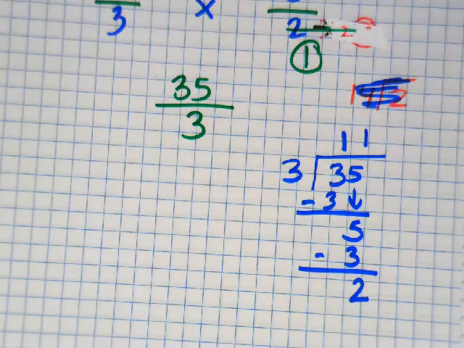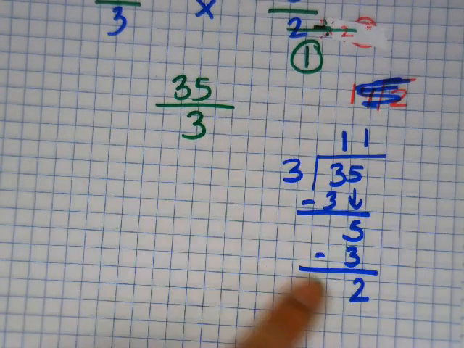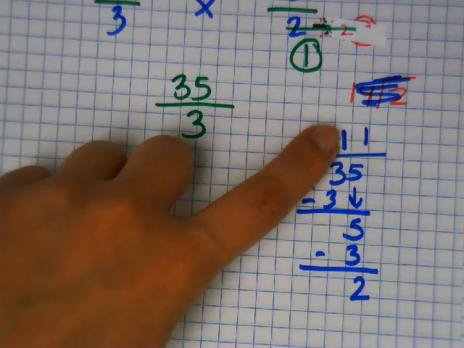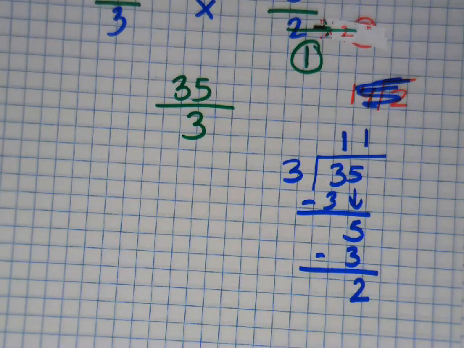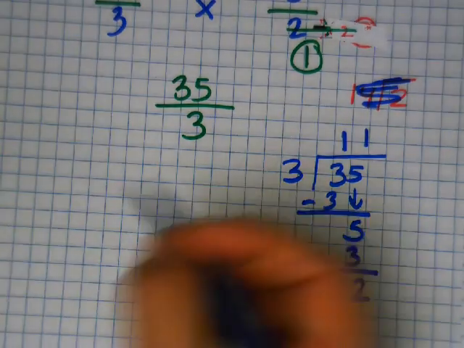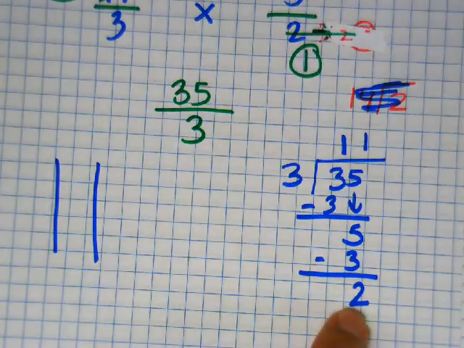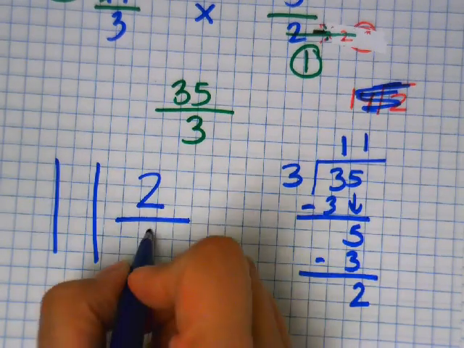Remember, we don't want decimals here. Okay, so this division turns into a mixed number. What will be your mixed number? 11 and 2/3. Yeah, 11 over 3, that's 11 and 2/3. So this is your big top number. Your big number, 11. Your remainder is your numerator, and then your denominator stays the same.